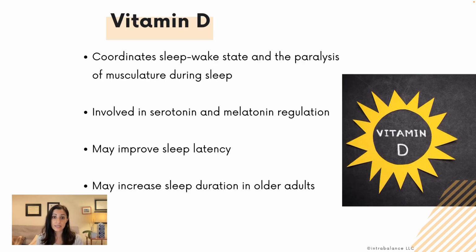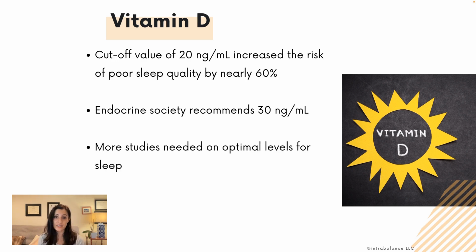The next thing I like to look at is vitamin D status. So vitamin D is involved in the circadian rhythm. It helps to coordinate the sleep-wake state. It's involved in serotonin and melatonin regulation. Some studies show that vitamin D supplementation may help improve sleep latency, and it may increase sleep duration in older adults. Vitamin D levels of less than 20 nanograms per milliliter are associated with poor sleep quality.